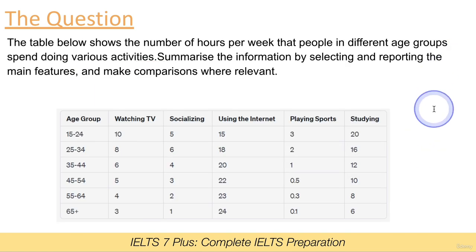Okay, and here we have it. This is the table itself. We've got the age group on the left here, different categories. And then we've got the activities, so watching TV, socializing, using the internet, playing sports, and studying. Okay, initial thoughts then. Using the internet has many hours, a lot more than other activities. Studying is also very high. On the other hand, sports, we're not doing so much with sports. The hours are quite low there.